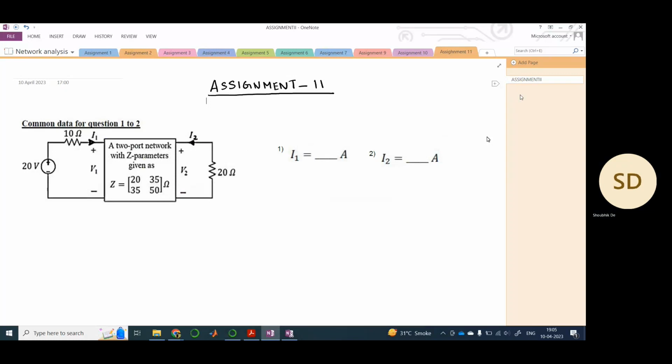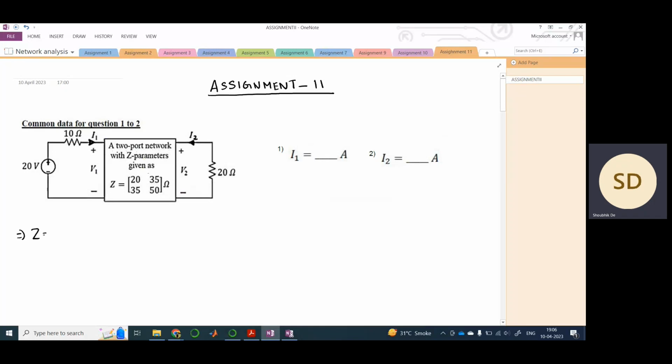For instance, if you look at this circuit here for questions 1 and 2, there is already a two-port network with Z parameters given, and to port 1 of this network we have a resistance and a voltage source connected, and also to port 2 we have a 20 ohm resistor connected. The voltages and currents are indicated, V1, I1 and V2, I2. Now we need to find the values of I1 and I2. So in order to do that, let's start.